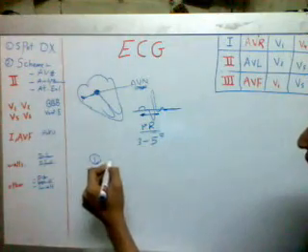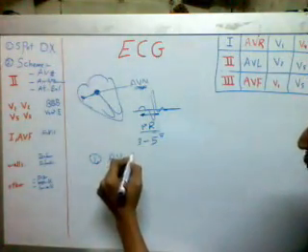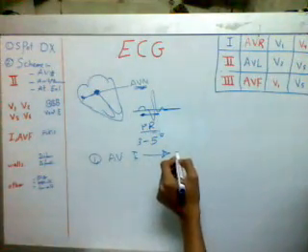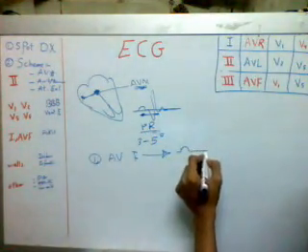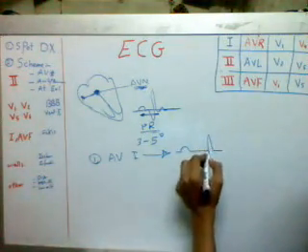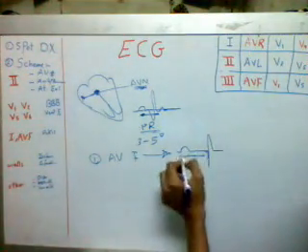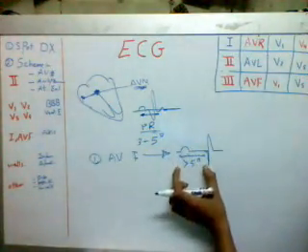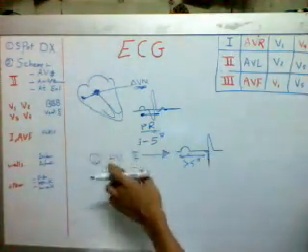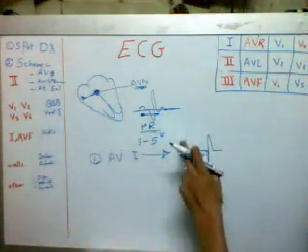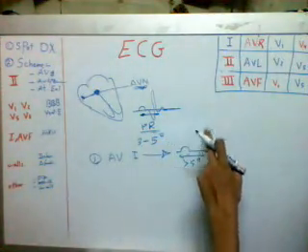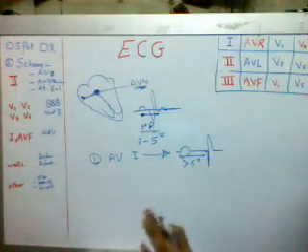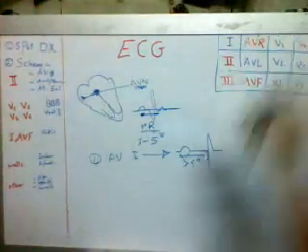Number 1, we have first-degree AV block. In first-degree AV block, you have a normal ECG, but there is a problem in the PR interval. The PR interval is more than 5 small squares. This is an increase in duration. The P wave is followed by the QRS complex, but there is a problem in the conduction, a delay. This is first-degree AV block.